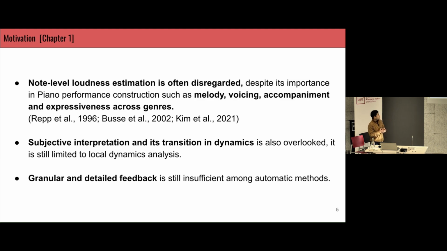Another topic to dive into is the subjective interpretation of dynamics transition. All pianists perform the dynamics markings or expressiveness very differently. But still, there's a trend, which is good or bad. So we have to find the overall transition of dynamics throughout the excerpt. In terms of feedback analysis, we have to tackle detailed feedback, not a scale from pass to A+ or 0 to 10, but granular and detailed feedback to indicate which part is wrong or bad to improve. So in this research, those 3 points are going to be tackled.